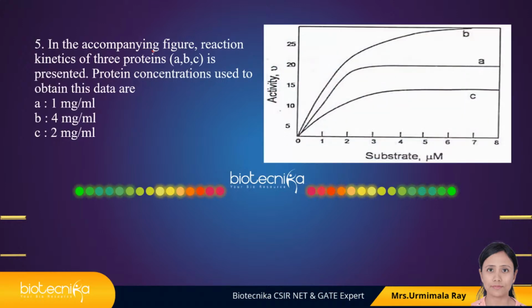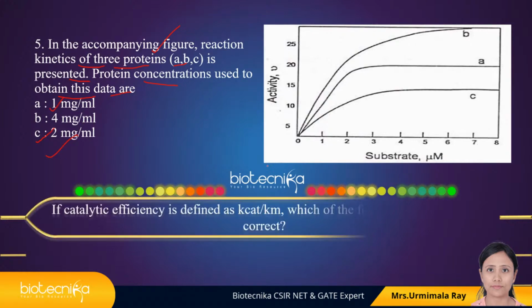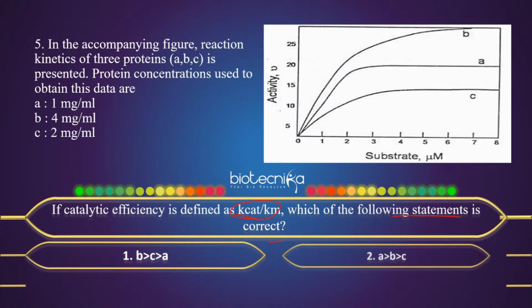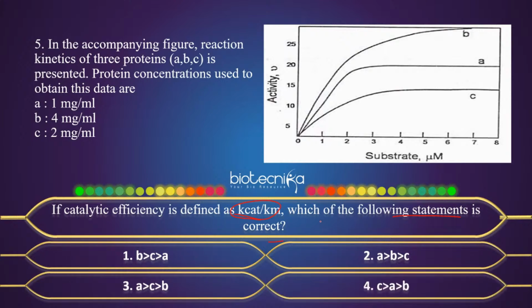Now, next question. In the accompanying figure, reaction kinetics of 3 proteins is presented. Protein concentration used to obtain this data, A, B, C. If the catalytic efficiency is defined as kcat by Km, it is also called the specificity constant. If it is kcat by Km, they have given the formula also. Which of the following statements is correct? Yes, KBC, right? Options are on the screen. Choose the correct answer. If you are able to solve, you will get success in the CSIR exam.